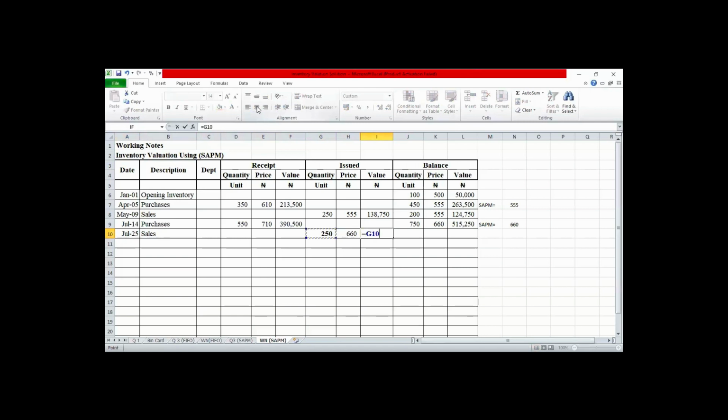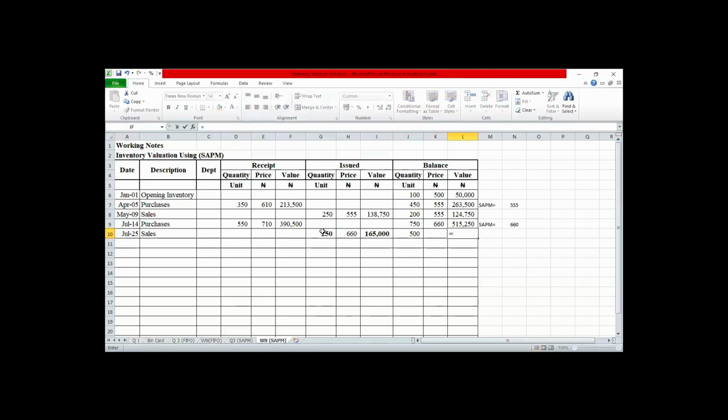Times this, can you see what we have? 165,000 as the value. Is it clear? Then we go to the quantity we have in the store, which was 750, minus 250 we have sold. What do we have? 500. That's the 500 remaining units in the store.